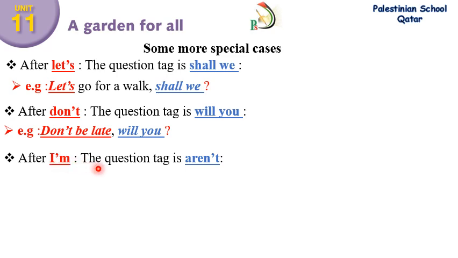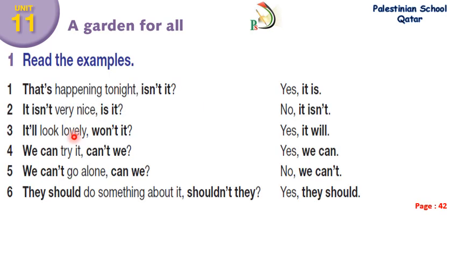After I'm, the question tag is aren't. For example, I'm right, aren't I? Read the examples on page 42.